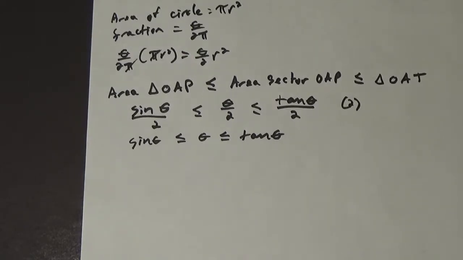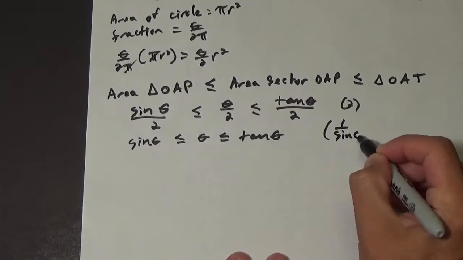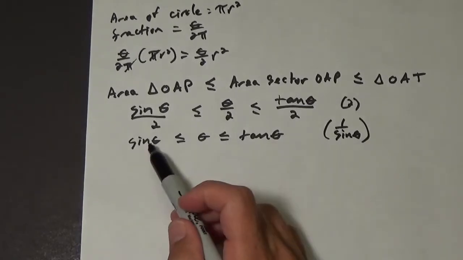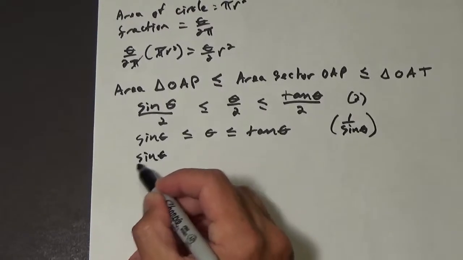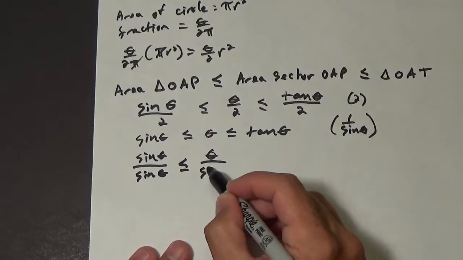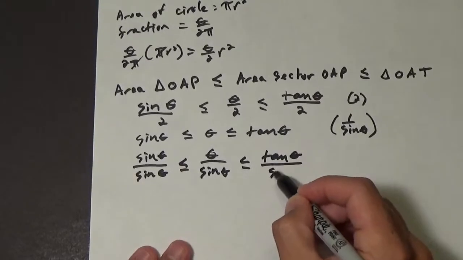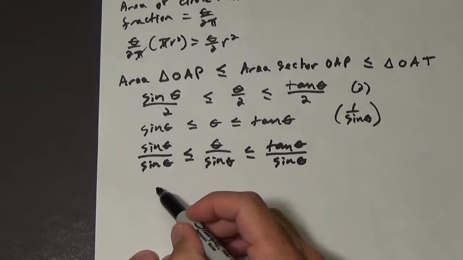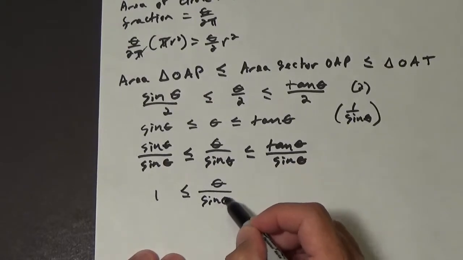Alright, next we're going to multiply by 1 over the sine of theta. So we're going to have the sine of theta. Here, I'll go ahead and do this in a couple steps. You have the sine of theta over the sine of theta is less than or equal to theta over the sine of theta, which is less than or equal to the tangent of theta over the sine of theta. Alright, so let's reduce this down. Sine of theta over sine of theta is 1. Is less than or equal to theta over the sine of theta.